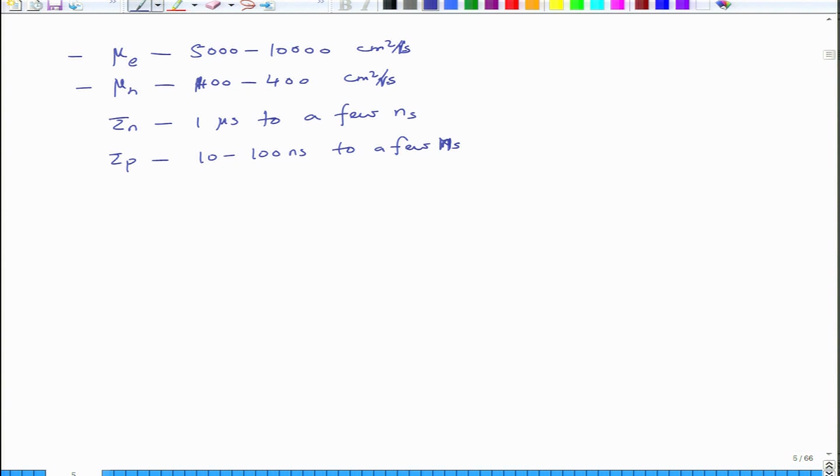And as a result, since it is a direct band gap semiconductor, it has more radiative recombination. And since it has a higher band gap, the intrinsic carrier concentration Ni is lower. As a result, Auger recombination is less.